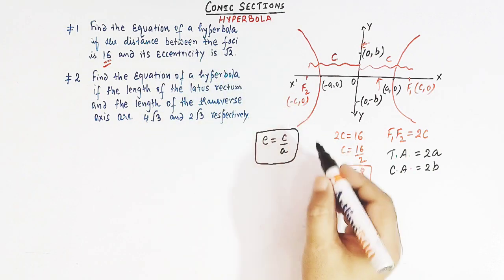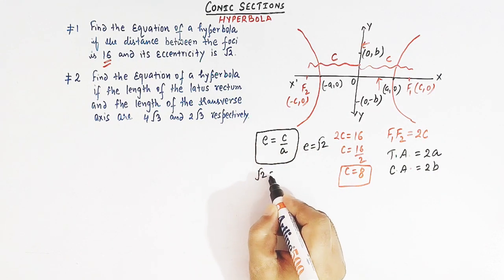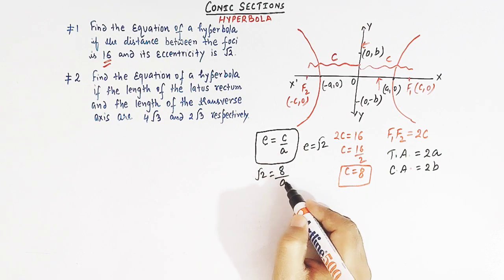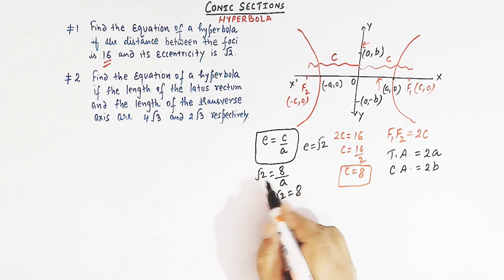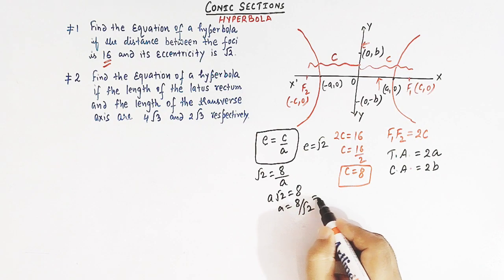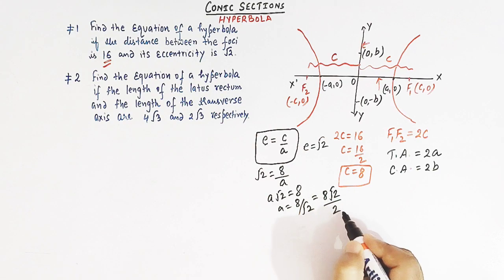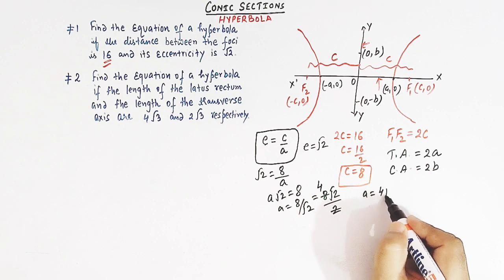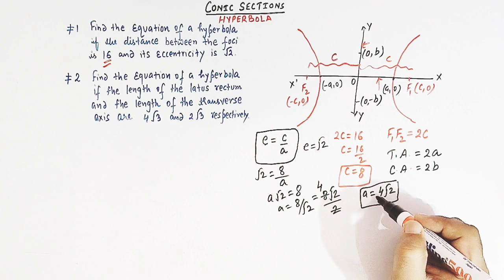So now e is given as square root of 2. So here we can write square root of 2, c is 8 and here we have a, right? So now a root 2 is equal to 8, taking a to this side. So a is 8 over root 2. Rationalizing it, we get 8 root 2 over 2, so 2 fours are 8, so a is equal to 4 root 2, right?